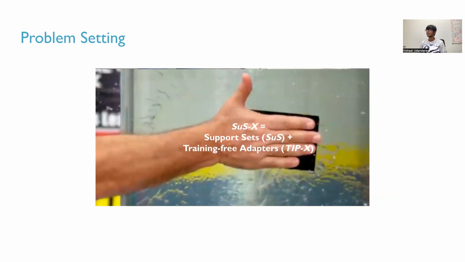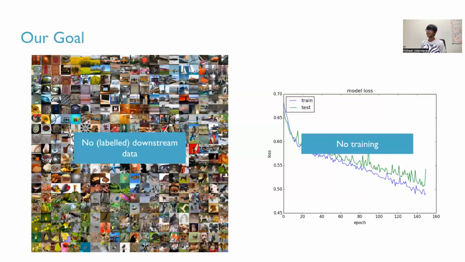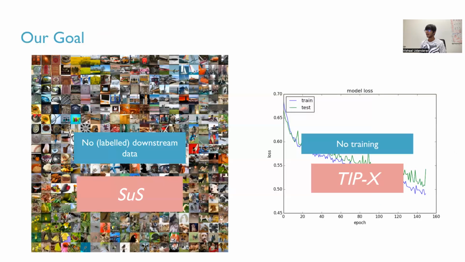To this, we propose a simple solution called SuS-X that consists of two main components called SuS, support sets, and TIP-X, training pre-adapters. Our main goal is to adapt CLIP without seeing any downstream task data and without using any gradient updates, so without training. Our two proposed methods solve each of these independently, and we combine them complementarily later on.